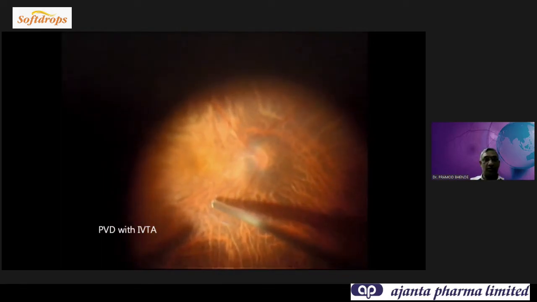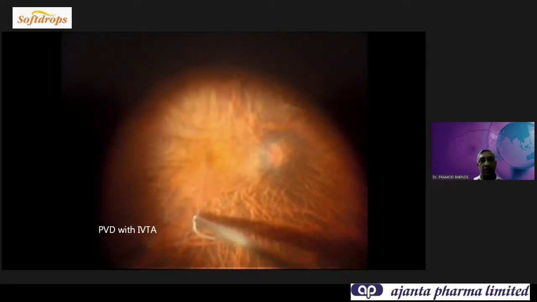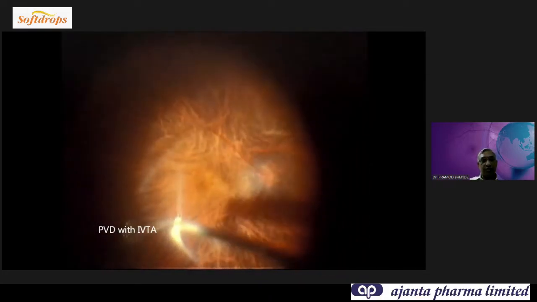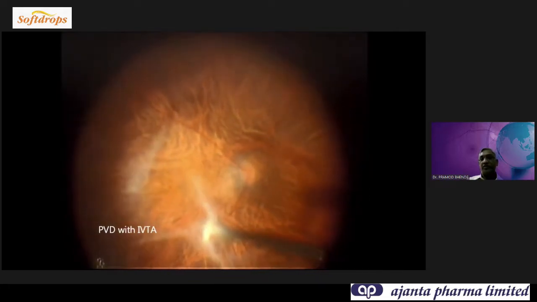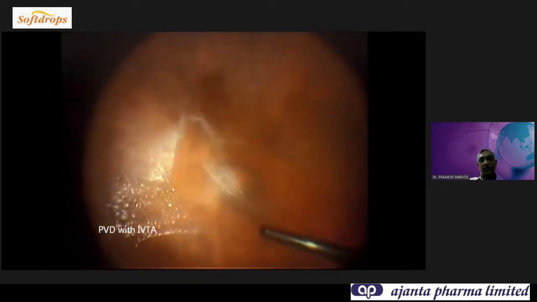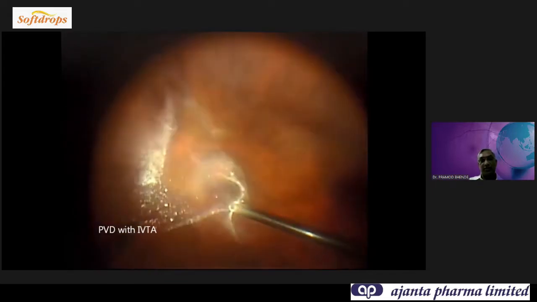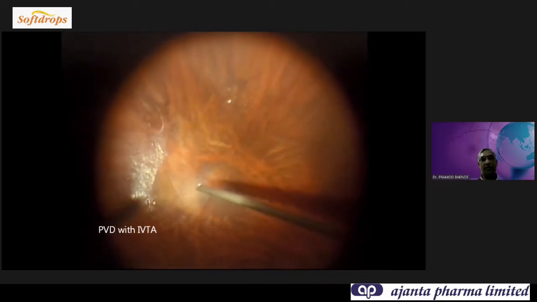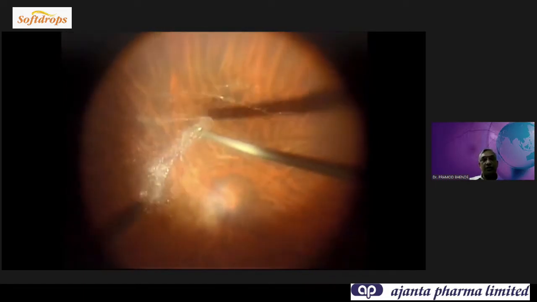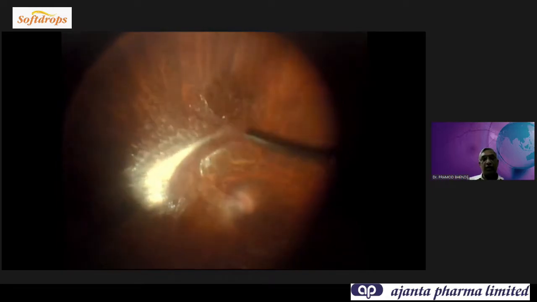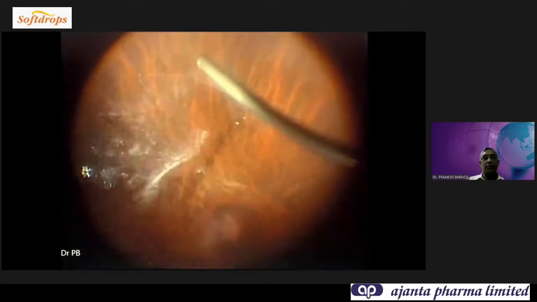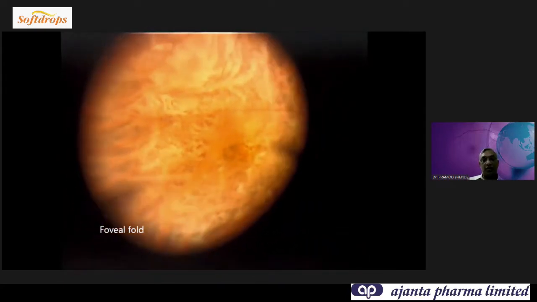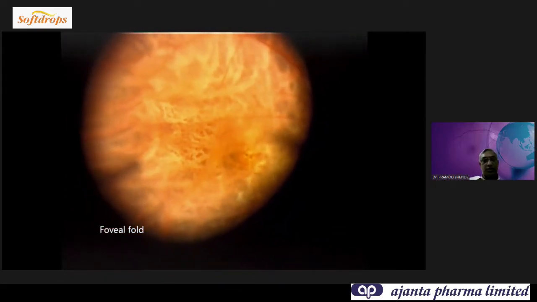What I'm trying to show you here is that, typically, these myopic eyes have multiple layers of vitreous. Here I am inducing a PVD with the IVTA. You can see the whole posterior hyaloid is now separated from the disc. I removed this hyaloid, chewed it up, and cleared everything. Once it cleared, I could see the foveal fold, as you will see in a few minutes. I decided to put BBG, but BBG did not stain the ILM at all, and then I thought something is not right.